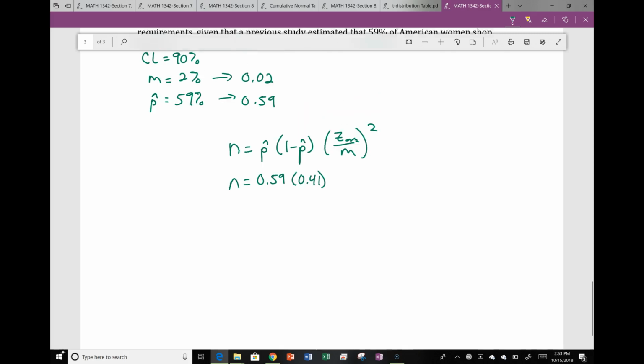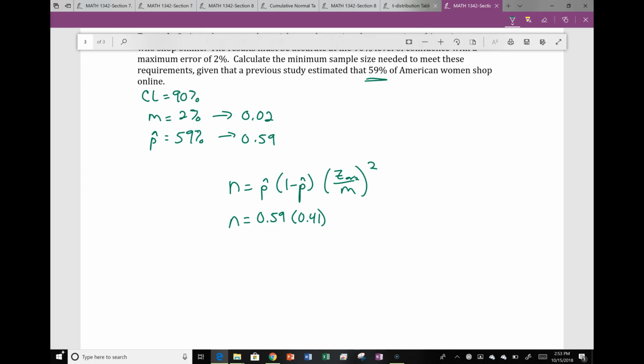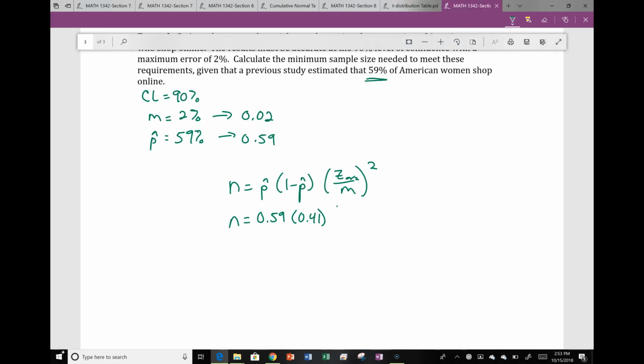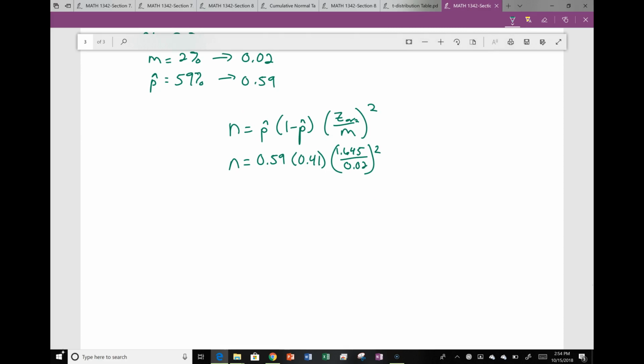Z alpha divided by 2, we're looking for a 90% confidence. So I'm going to come over here, and we're looking at 90%. It's still that 1.645 that we used earlier. 1.645. I want to be accurate within 2%, 0.02, and I'm going to square this. When I divide this and square it, and then multiply it by these values, I get 1,636.46. This is my minimum sample size.